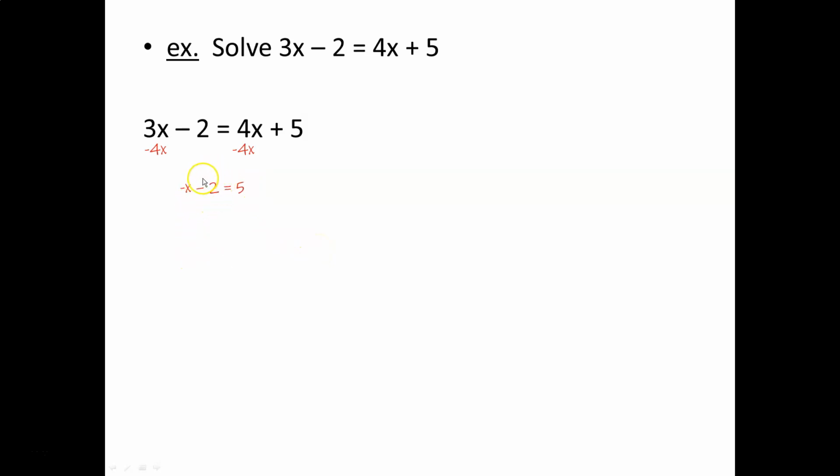Next, we're going to move this numerical term over to the other side of the equation. There we go. We get negative x equals 7, but we have to get the x all by itself. So then you can either multiply by negative 1 or divide by negative 1, and you'll get x equals negative 7.